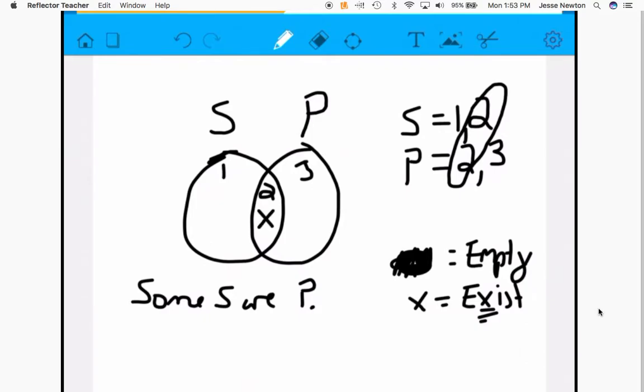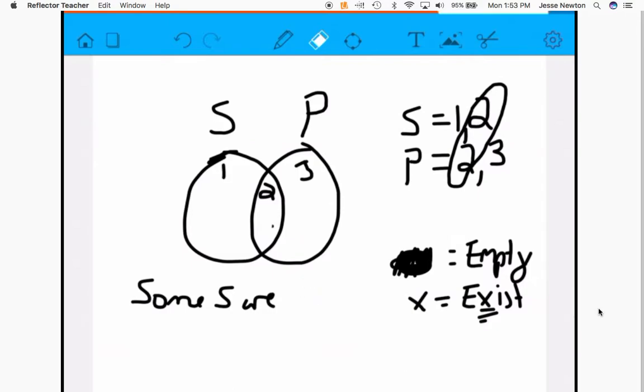And that shows us some S are P. Sorry, some S are P. That one seems to be a fairly straightforward diagram, but let's look at another one.